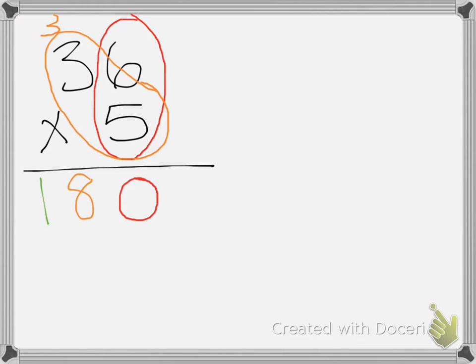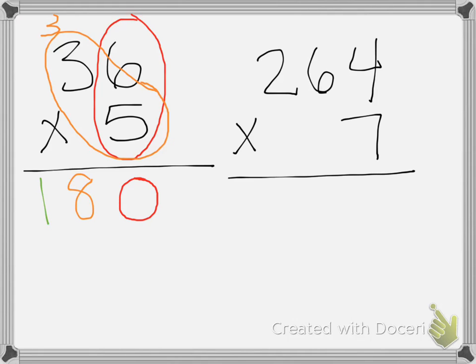In lesson 2.5, we took it a step further and made it a 3-digit number. So let's take the number 264 times 7. First step, multiply the ones. 7 times 4 is 28. 28 ones, or 2 tens and 8 ones. I'm going to write an 8 below for my ones and a 2 above the tens column.